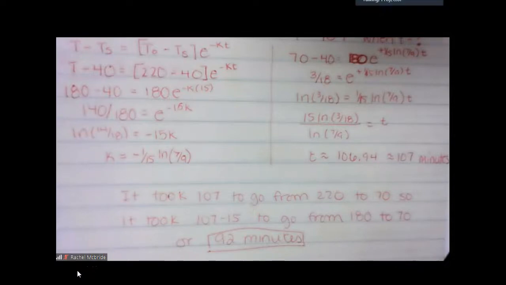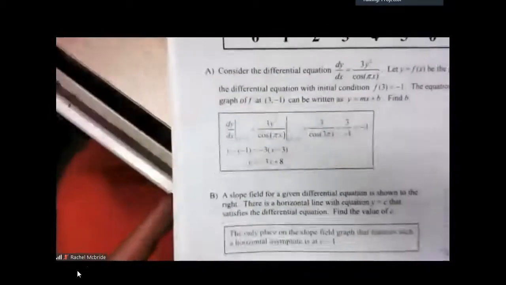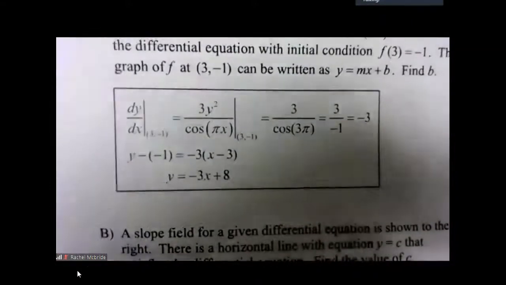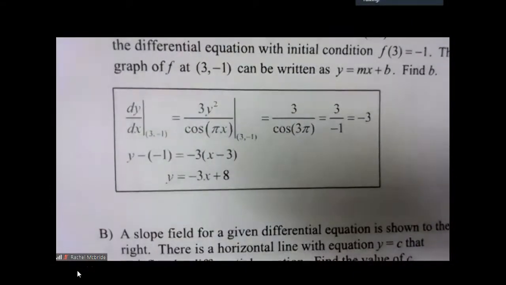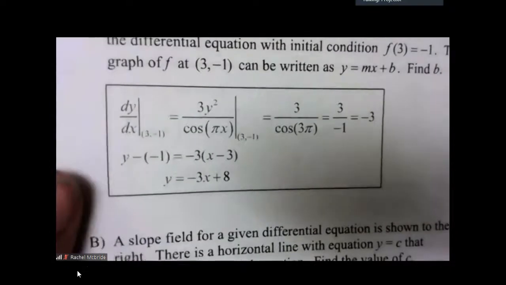I'll just evaluate it. Your final answer was y equals negative 3x plus 8. For part B, if you look at that slope field, the only horizontal asymptote exists right here at y equals 1.